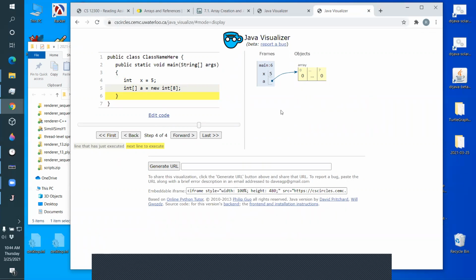Sometimes it shows you the whole array, sometimes it doesn't. But notice that the array is an object. See, it's over here on that side of the picture. An int is a primitive, so the 5 sits in the int. But an integer array is an object. The integer array sits over here.